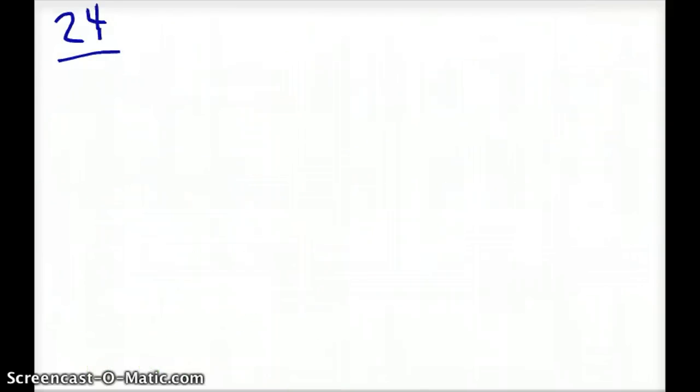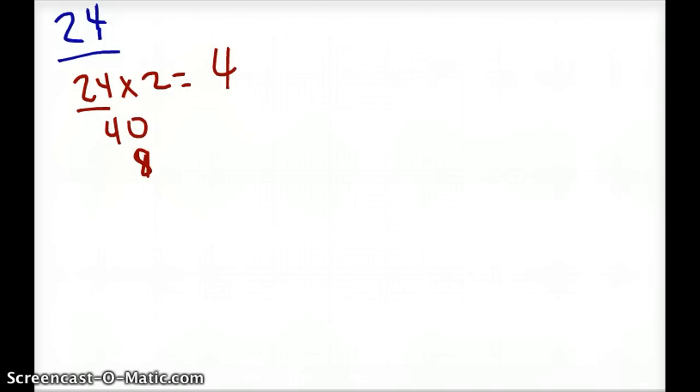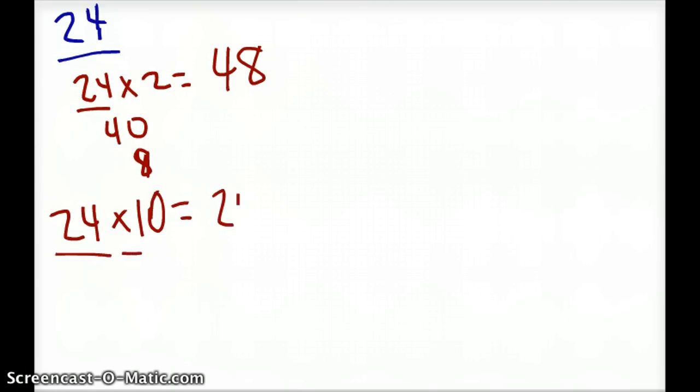Let's try one more example, 24. Okay, first I'm going to think of my doubles. 24 times 2. If I double 20, I get 40. Double 4, I get 8. Add them together, that's 48. I know 24 times 10 very easily because that's 24 times 1, which is 24, and it's a multiple of 10, so there's a 0 on the end.